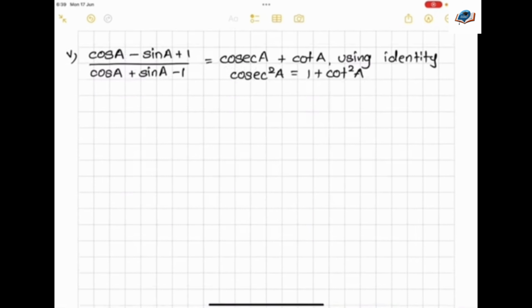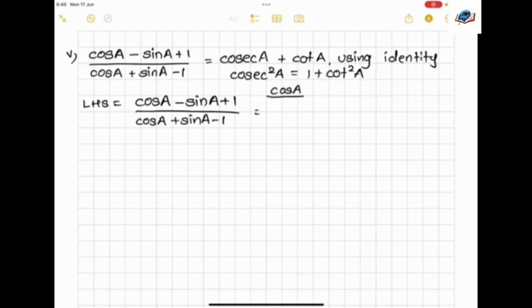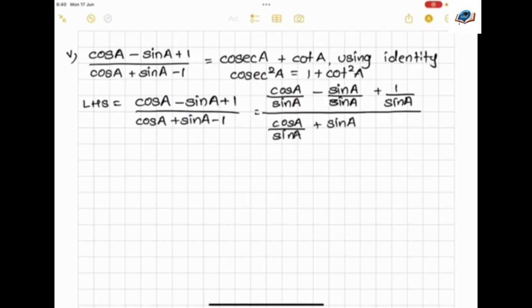Now fifth one, again it is asked to prove that. I have to use the identity cosec square A equal to 1 plus cot square A. So first I am taking LHS, so that is cos A minus sin A plus 1 whole upon cos A plus sin A minus 1. Now I am dividing both with sin A. Numerator, so cos A upon sin A minus sin A upon sin A plus 1 upon sin A, whole upon cos A upon sin A plus sin A upon sin A minus 1 upon sin A.